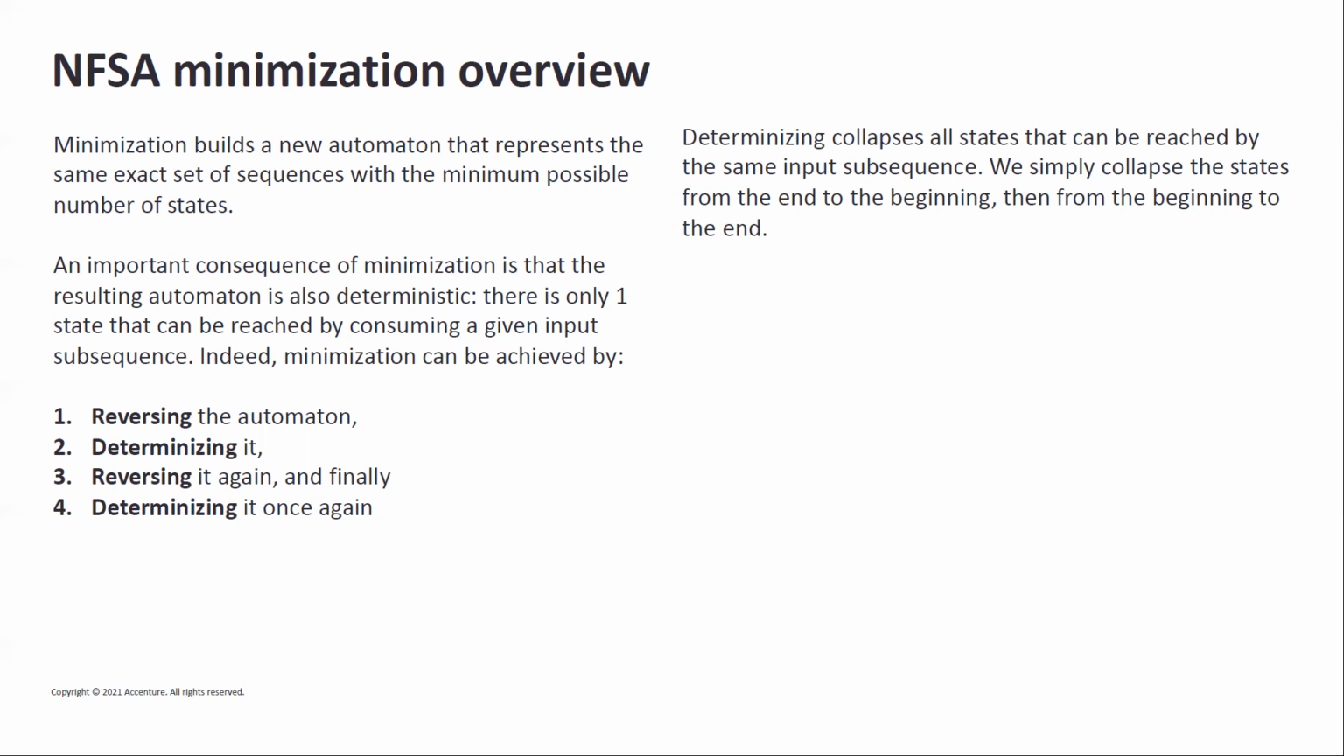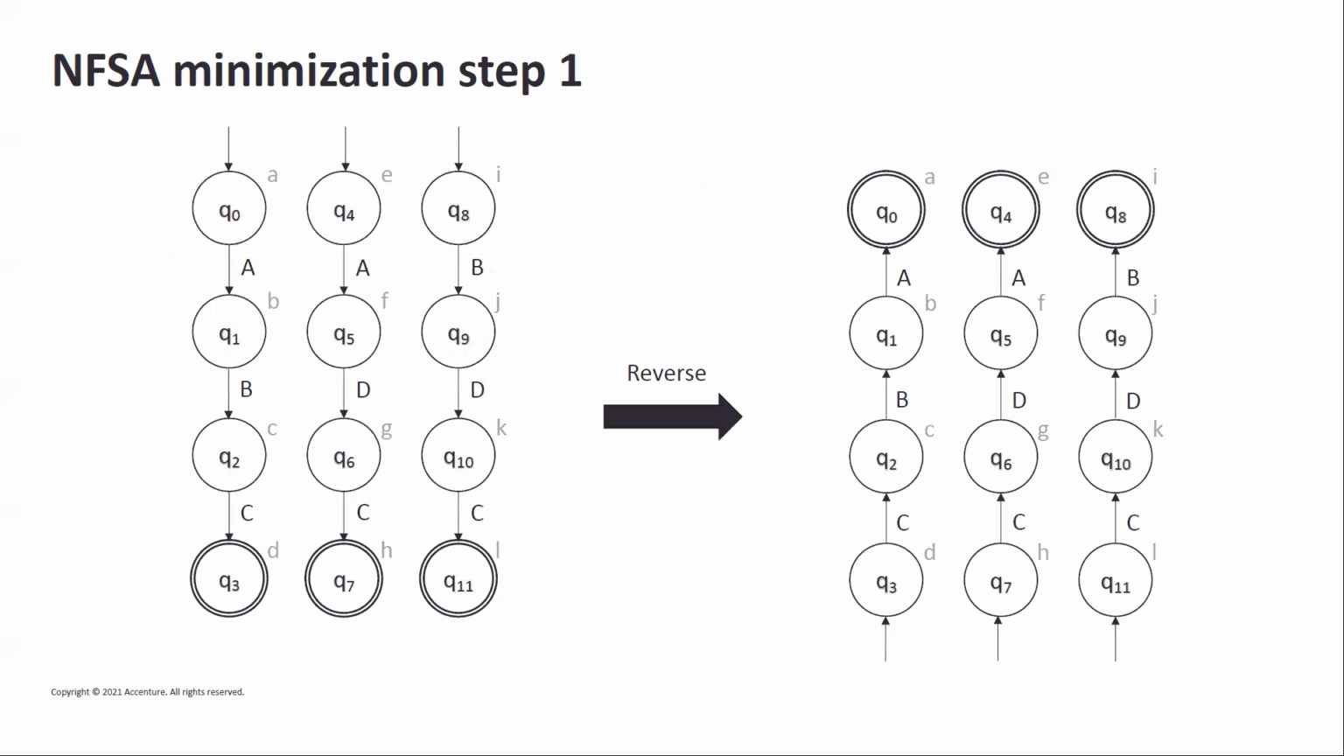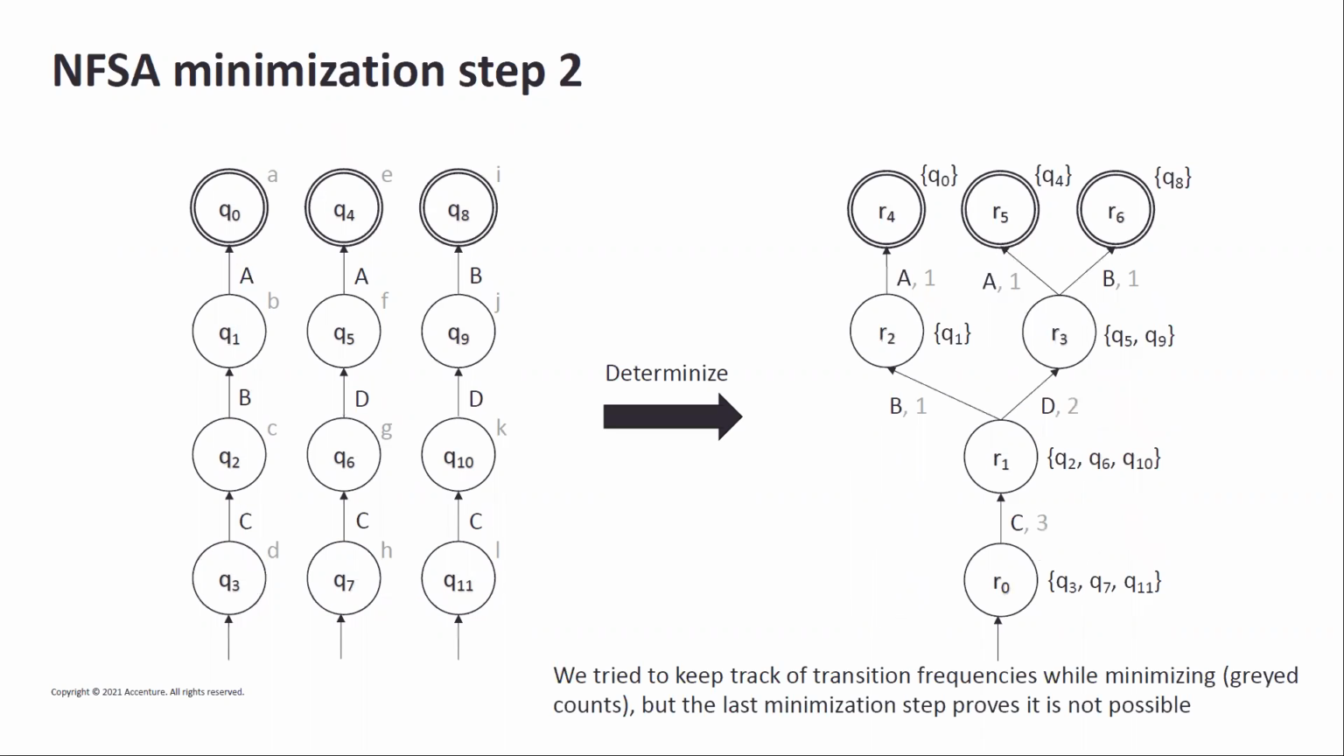What that means is that only one state can be reached by consuming a given input subsequence. So the first step is straightforward, and visually you can see here the arrows change direction, and we swap the initial states to final states and final states to initial. The second step then is this determinizing step.